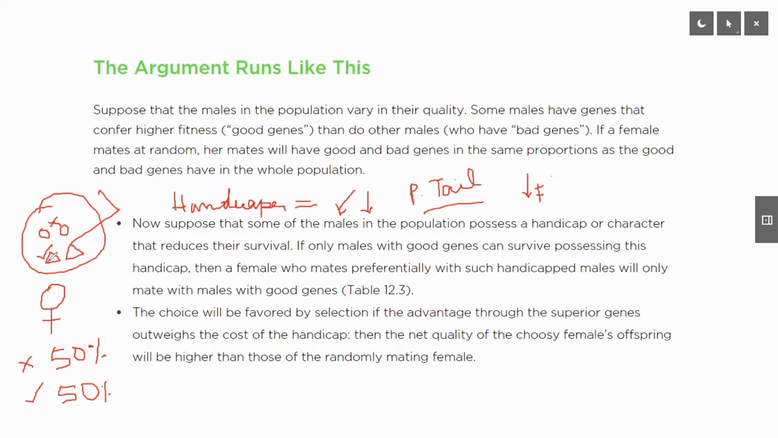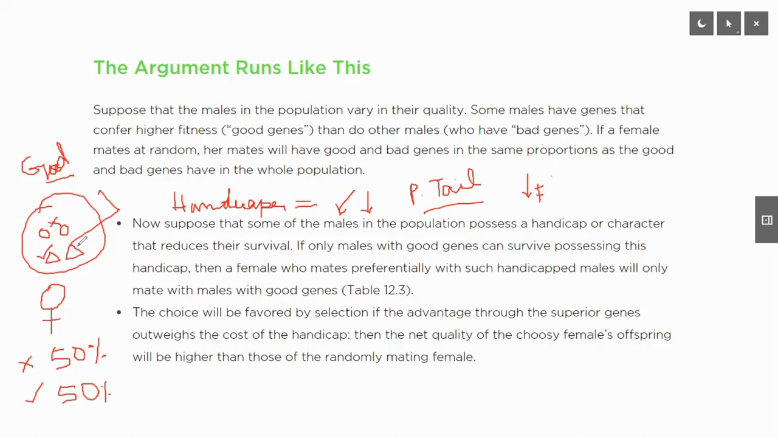This means such individuals possess good genes. And this is the thing which is difficult to grasp about this hypothesis, this theory or this principle. Having a handicap means less fitness, but if some individuals possess this handicap and survive to the reproductive age, then this means these individuals possess good genes because they can survive such a handicap. This is the thing which is difficult as far as this handicap principle is concerned.